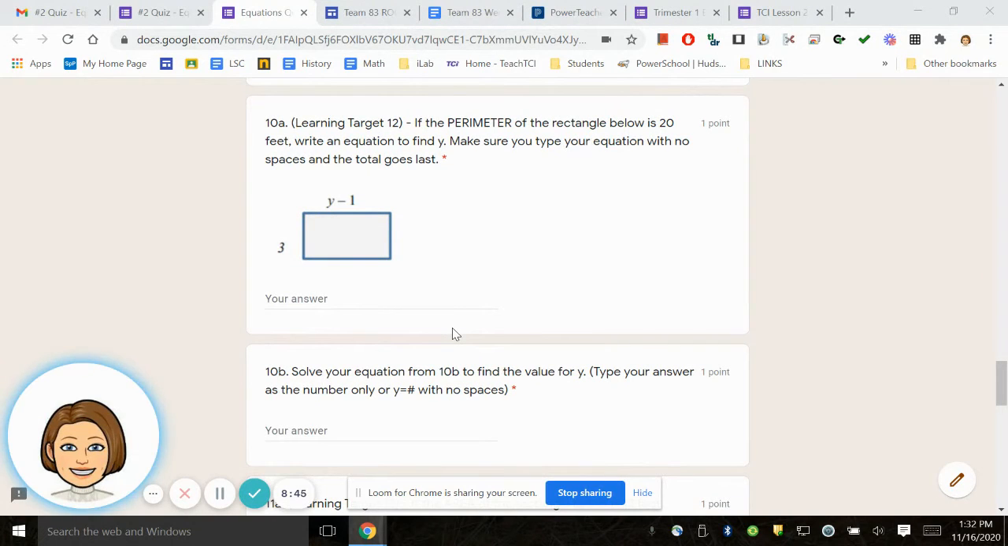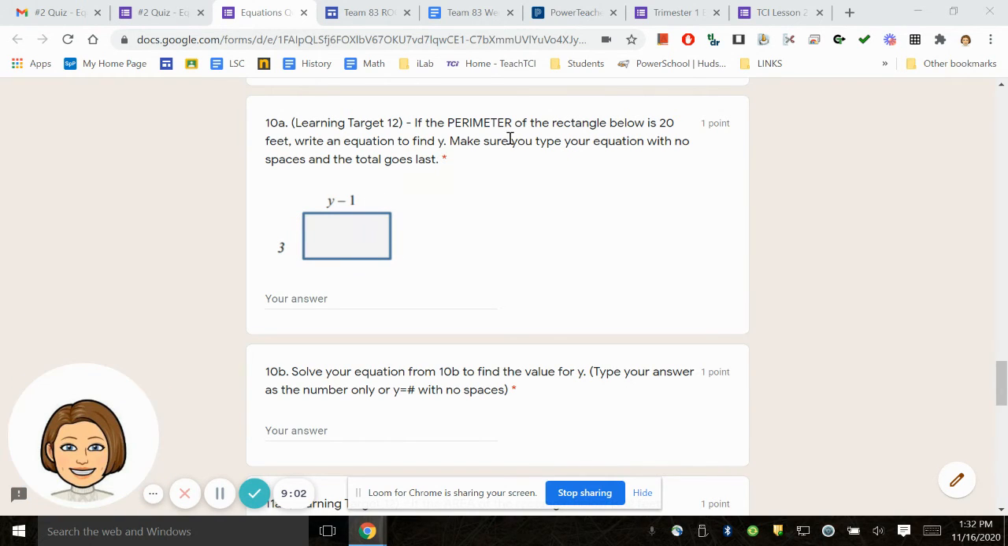Number 10a, perimeter. Think perimeter. I have to add up all the sides. And here we only have given you 2. So if this side is 3, what is this side? If this side is y minus 1, what is this side? I'm actually using all 4 sides to find perimeter.